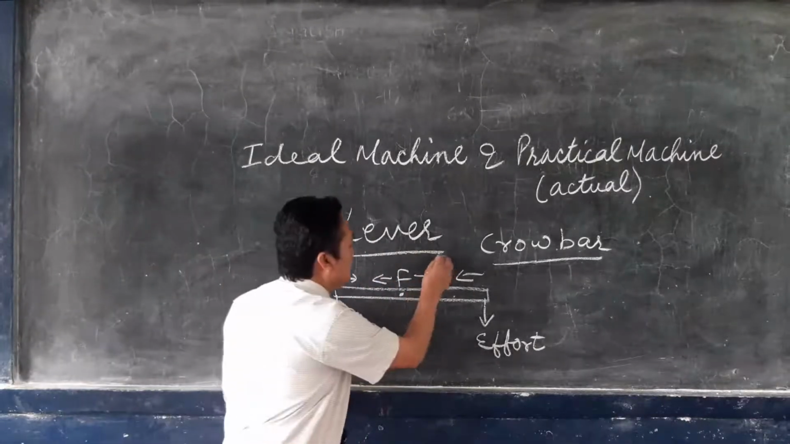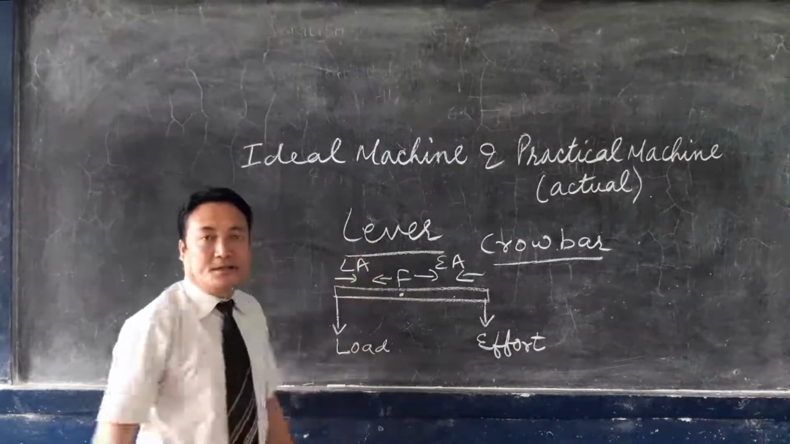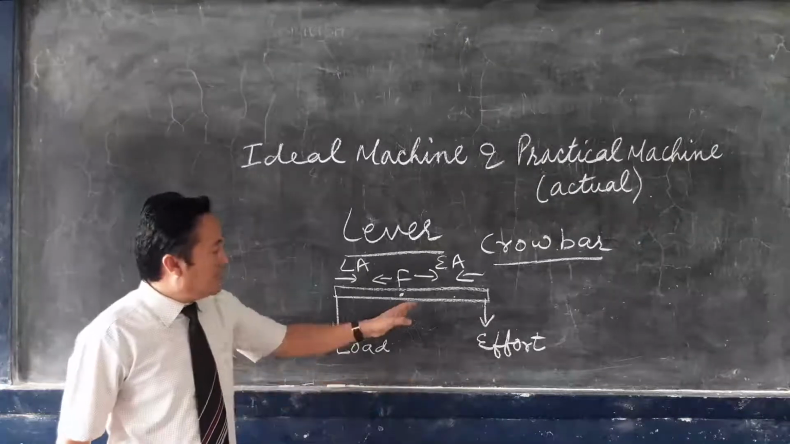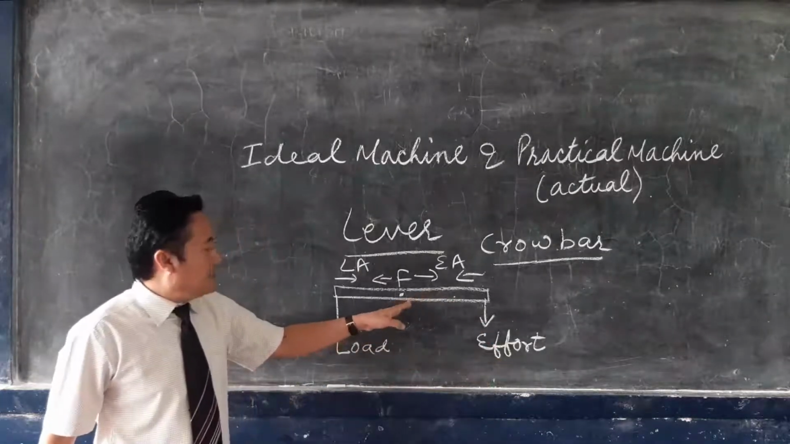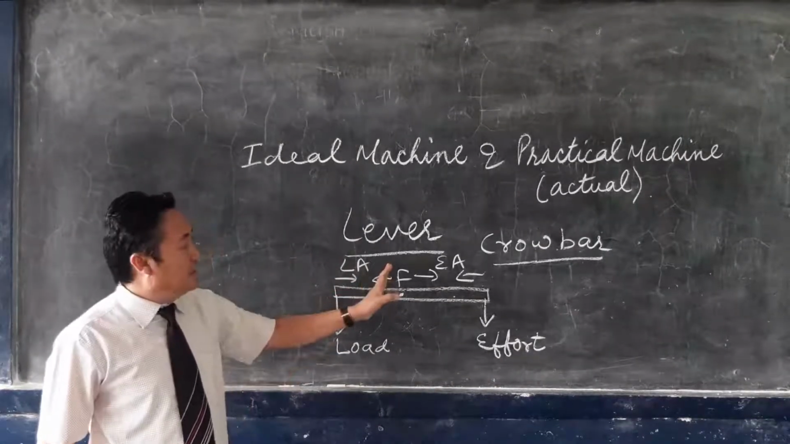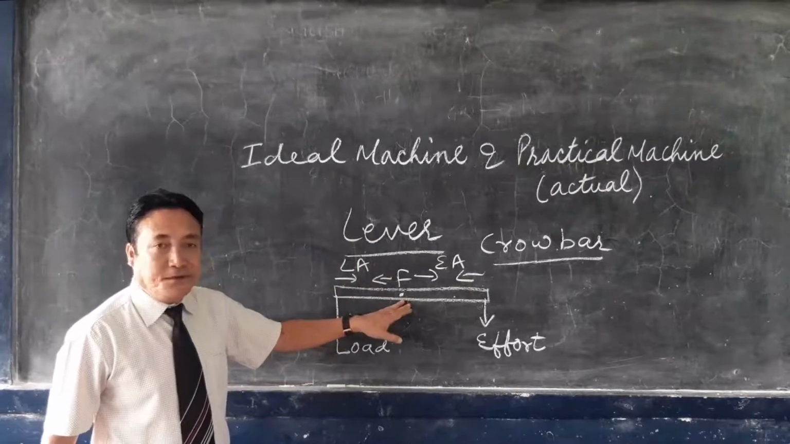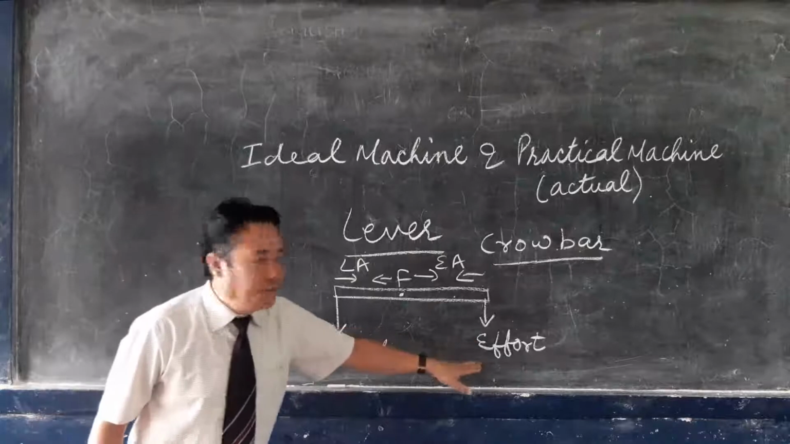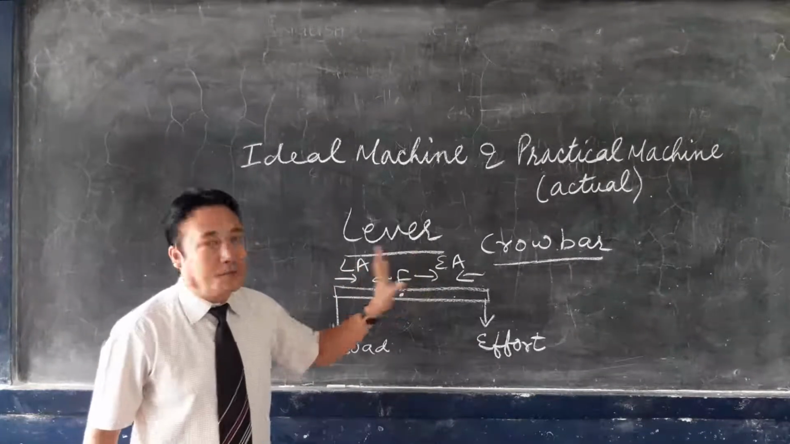So effort arm I will write here as EA, and load arm I will write here as LA. The distance from the fulcrum to the effort is the effort arm. The distance from the fulcrum to the load is known as the load arm. So in the lever, you will find the fulcrum, the load, the effort, the effort arm, and the load arm. Okay, so this is about the lever.